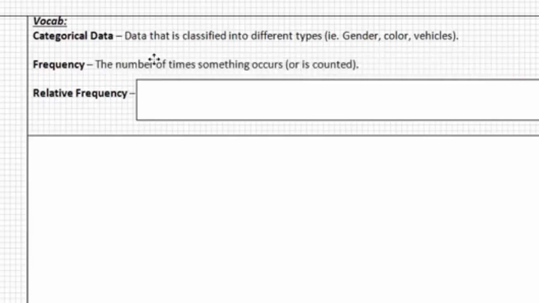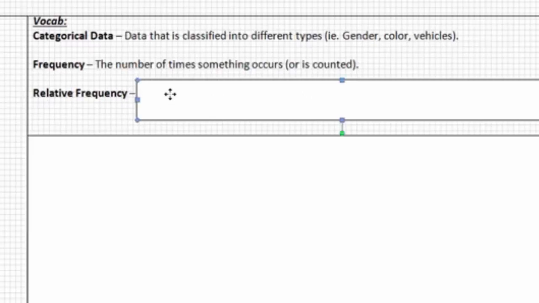Frequency is the number of times something occurs, so you can count it. Like how many times do you see a red car pass by the school? So that would be an example of collecting data based on the frequency that you see a vehicle of a specific color.